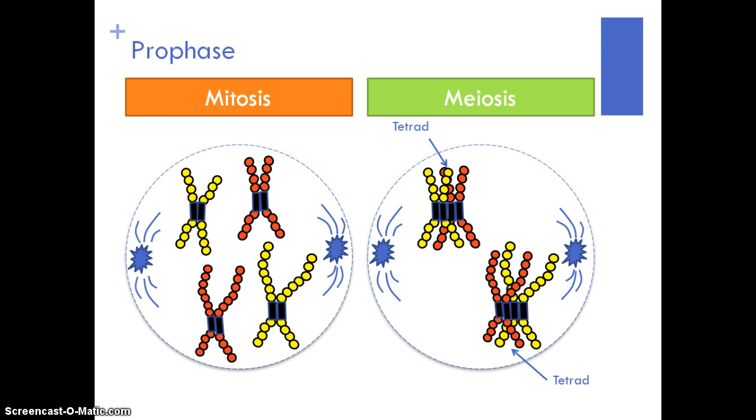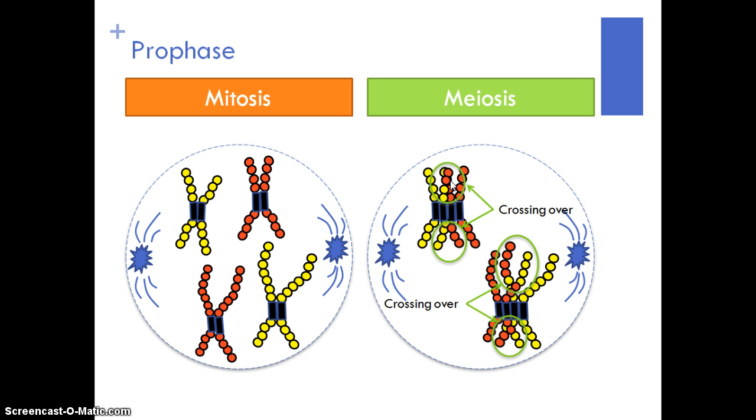Now, prophase in mitosis and meiosis are pretty much the same, except that in meiosis, our chromosomes form a tetrad. Our homologous chromosomes form a tetrad with all 4 chromatids. Also, we have crossing over in meiosis, where a piece of DNA from one chromosome swaps with a piece of DNA from another chromosome. This introduces additional genetic variation. We do not see crossing over in prophase in mitosis.